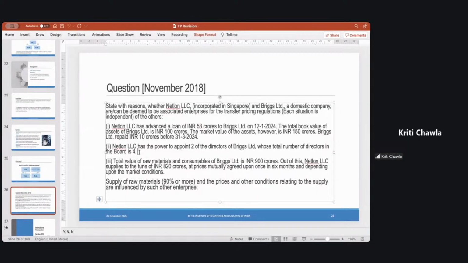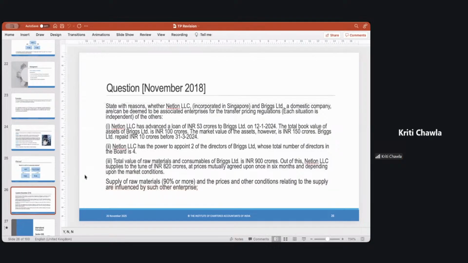In the second one, there is no association because they appointed only two directors, and the law says more than 50%. This is only 50%, so there is no association. And the third one is very tricky, but in this situation also there is no association, although the supply of raw materials was 90% or more. There was no association because it was actually dependent on market conditions, and they were not influenced by the other enterprise. So even in this situation, there will be no association, right here.